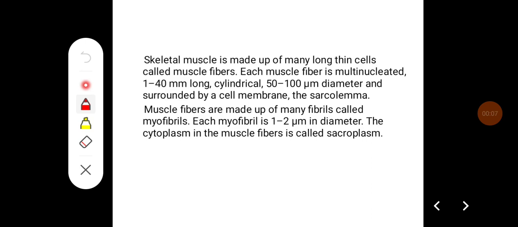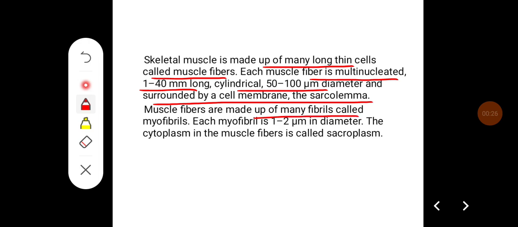Skeletal muscle is made up of many long thin cells called muscle fibers. Each muscle fiber is multinucleated, 1 to 40 millimeters long, cylindrical, with a diameter of 50 to 100 microns, and surrounded by a cell membrane called the sarcolemma. Muscle fibers are made up of many fibrils called myofibrils, and each myofibril is 1 to 2 micrometers in diameter. The cytoplasm in the muscle fiber is called sarcoplasm.